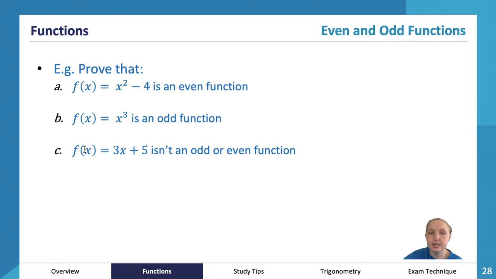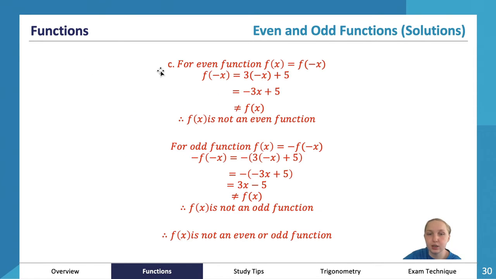So then for part C, prove that f(x) equals 3x plus 5 is not even nor odd. We first need to disprove that it's even. Whenever you get a question that says prove this is not even and not odd, separate it into two sections. First prove it's not even, then prove it's not odd. For something to be an even function, f(x) has to be equal to f(-x). So in this case, f(-x), if we substitute that in, we'll get 3 times negative x plus 5, which leaves us with negative 3x plus 5, and that does not equal f(x). So therefore, we can say that f(x) is not an even function.